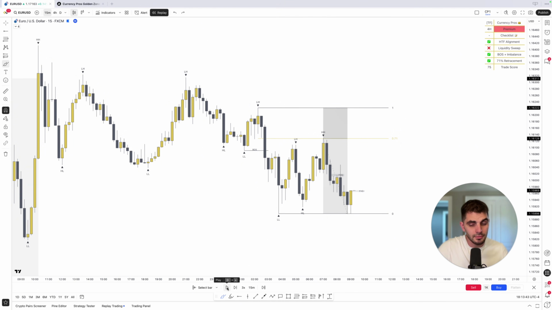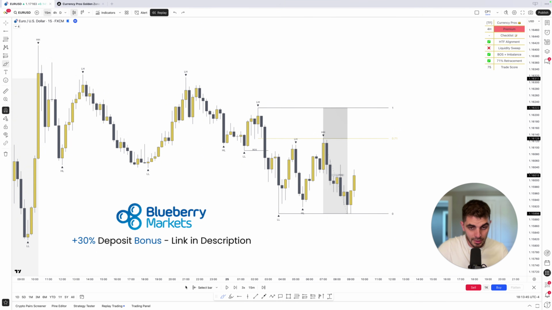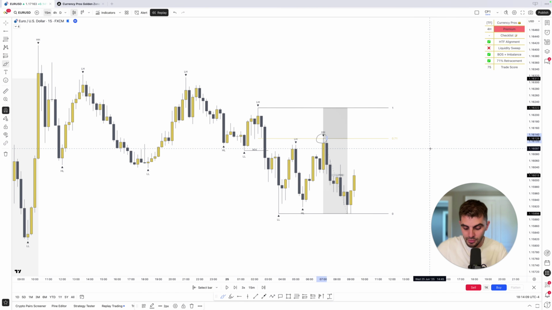As you can see, very minimal drawdown, again, almost non-existent. Euro USD is very nice for that. And it very quickly went towards the final take profit target. I hope you're starting to see why I like this 71% level. It often garners a reaction just like that with very minimal drawdown.